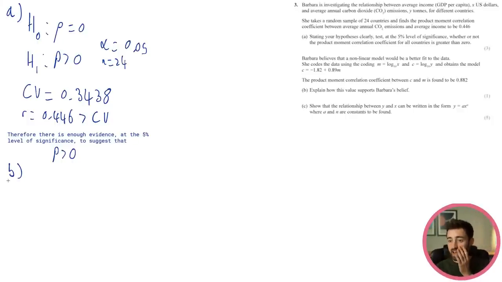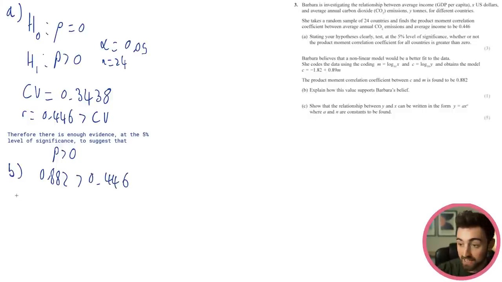Okay, let's think about it. In part A, we have this model, and she gets a product moment correlation coefficient of 0.446. She then says, let's try a different model, this non-linear model. She puts the data in and everything, and look, she gets a product moment correlation coefficient of 0.882. Remember what this number represents. If it's 1, this is a perfect fit of the data. If it's 0, there's no correlation at all. So 0.882 is much closer to 1, isn't it? It's a lot greater than 0.446.